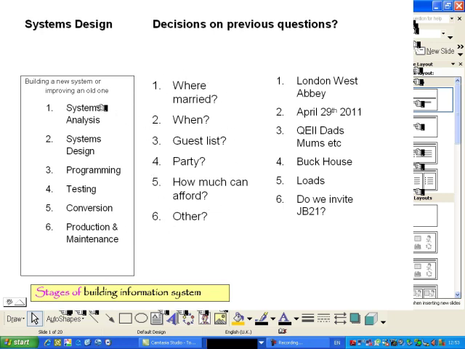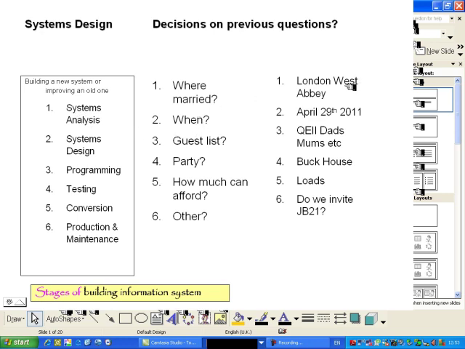And we looked at this, which is a breakdown of the systems analysis. Where are you going to get married? When? Who's on the guest list? Who's on the party? How much can you afford? Are there any other questions? Those all come under systems analysis, and those are the answers which you might have taken from the first thing there.